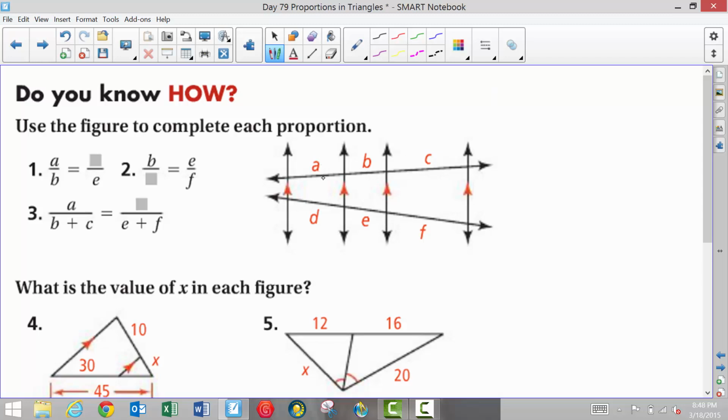So let's try this. Use the figure to complete each proportion. So if I have A over B, that means it's going to be D over E. If I have E comparing to F, that means B gets compared to C. So number 2, that's C. And for number 3, you're using a proportional. If I have A being compared to BC addition, that means D is getting compared to the EF addition.